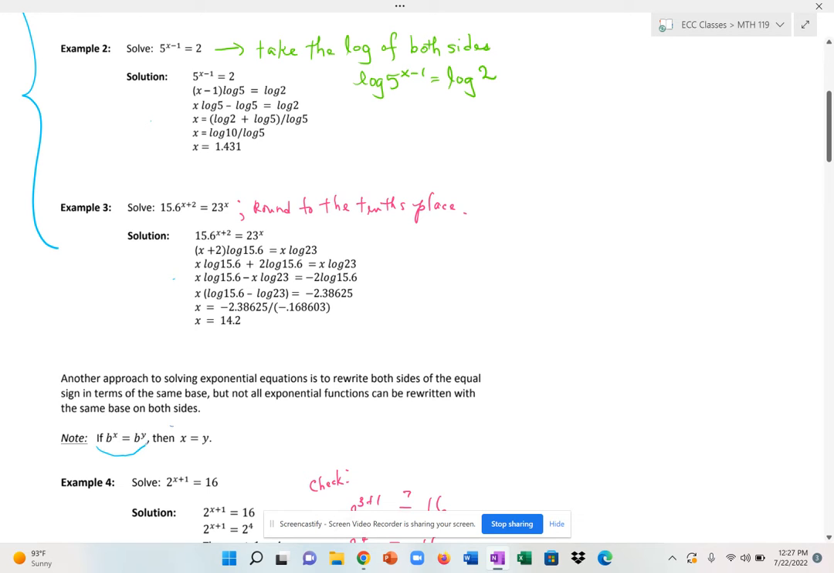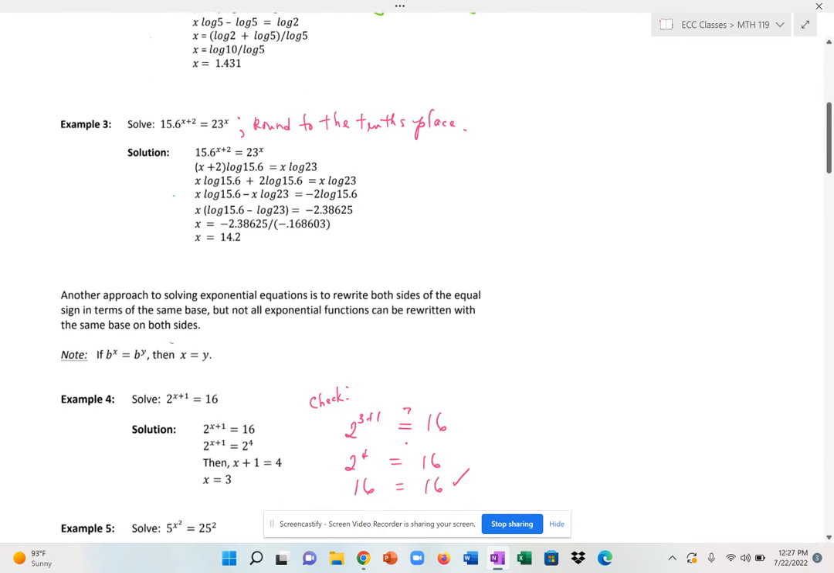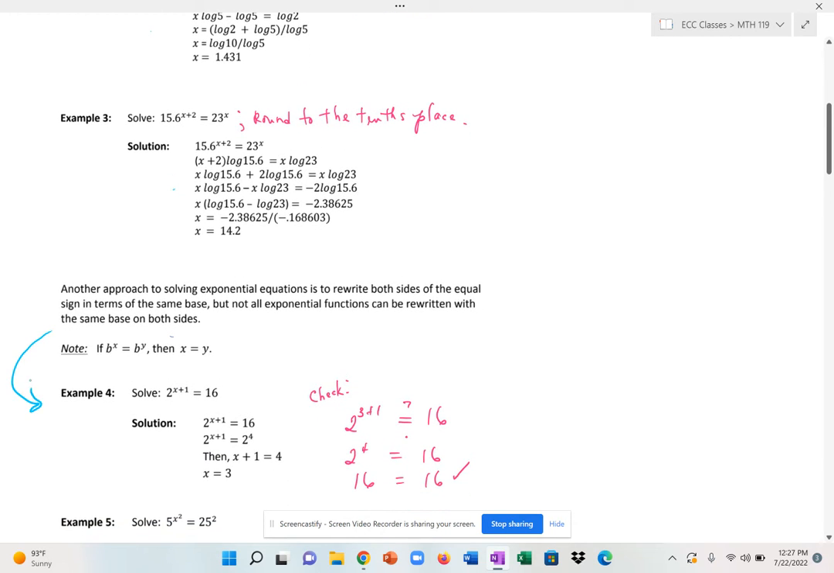So if you end up with an equation that looks like this, b to the x equals b to the y, then you can ignore the bases and just solve whatever's left there. Then x must equal y, and you'd be able to solve for whatever your variable is. So this is an example of that second technique. I'm going to apply this technique to this one. I have 2 to the x plus 1 equals 16. Unlike the previous examples, I can rewrite the 16 in terms of a base of 2 because 16 is 2 to the 4th power.